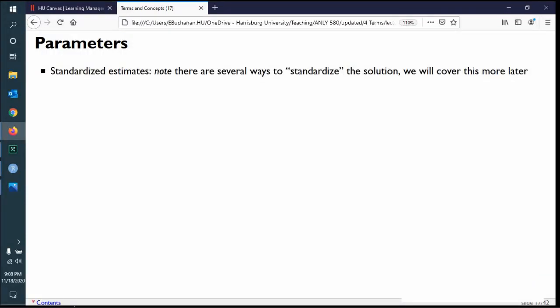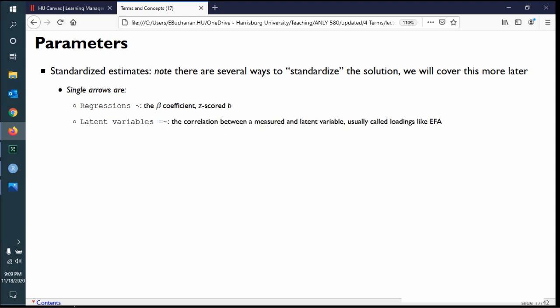So let's talk about the standardized estimates now. There are several ways to standardize the model. We're going to talk about that more later. So right now we're just going to say, if I standardize the model, what do I interpret these values as? Our single-headed arrows. For regressions, these are the beta coefficients, which is kind of like a z-scored b. Now it's z-scored, so it can be negative, and it can be bigger than one. So just like regression, it's beta.